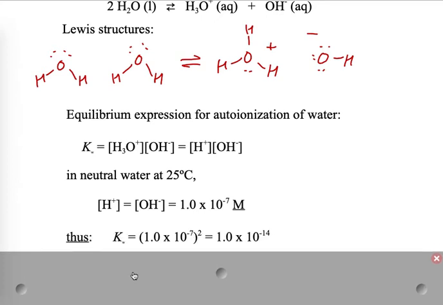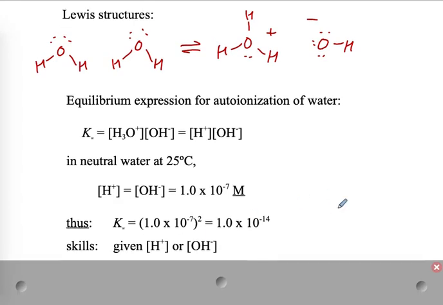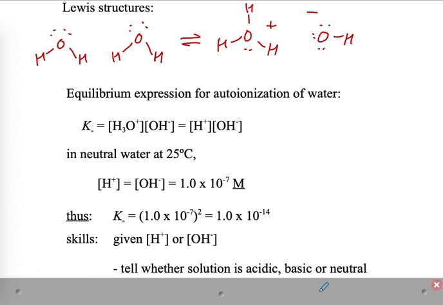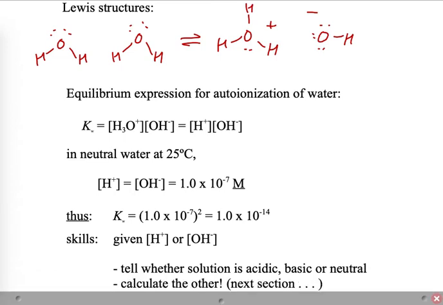Therefore, the numerical value of Kw at 25 degrees Celsius is simply the product of these concentrations, or 1.0 times 10 to the negative 14th molar. A skill, then, is, given either concentration, first, tell whether the solution is acidic, basic, or neutral, and second, calculate the other. Now, it seems to me that this stuff belongs in 14.3, so I'm going to talk about it more there.